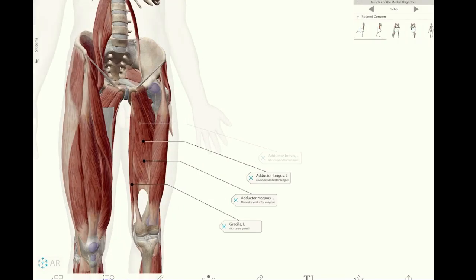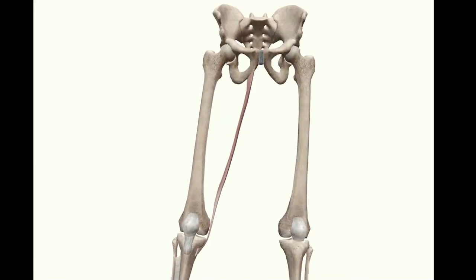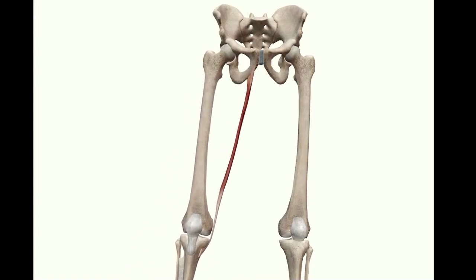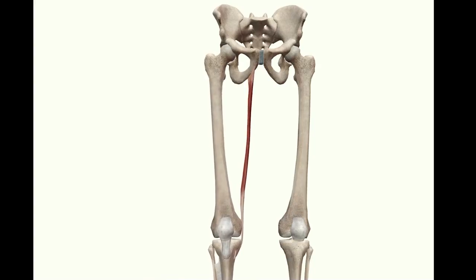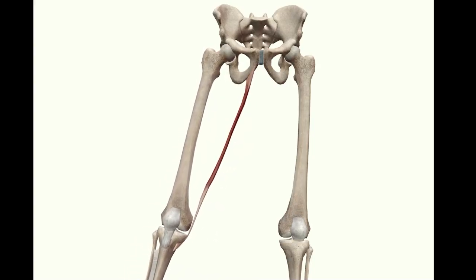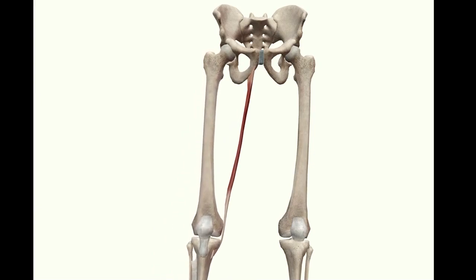Time's up. That's correct. Gracilis. The gracilis originates from the inferior pubic ramus and inserts onto the medial anterior tibia, playing a crucial role in hip adduction, flexion, and medial rotation.